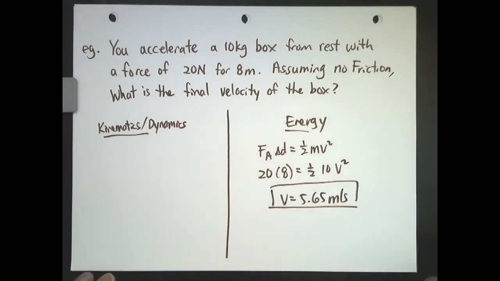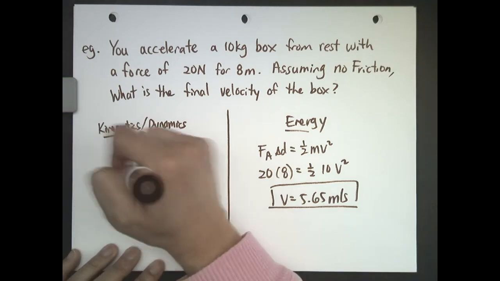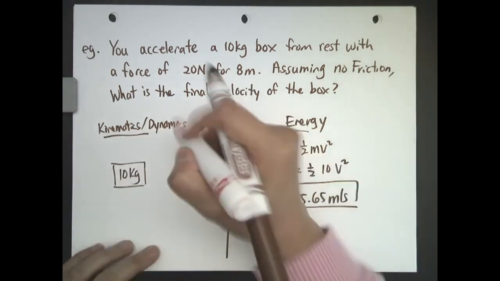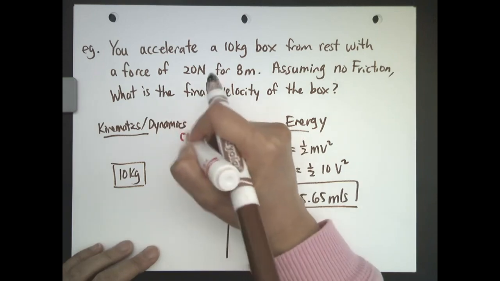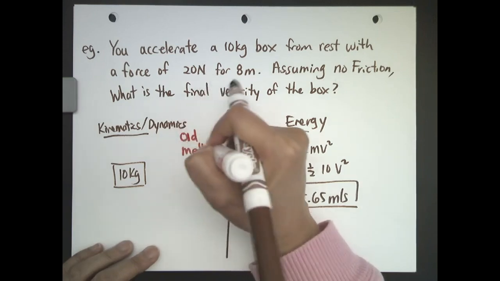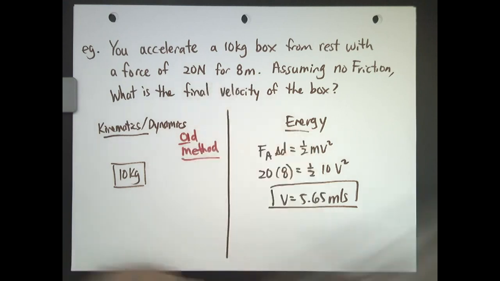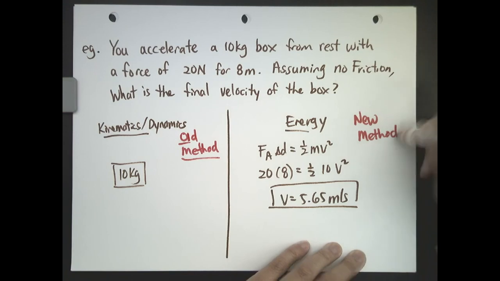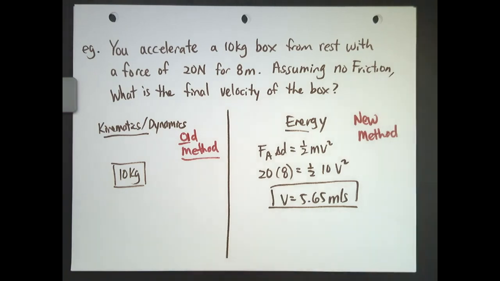With dynamics, you need a free body diagram. So this is the old way. Keep in mind, you could tune out if you want. Here's the old method over here, and this here's your new method, which is much quicker.